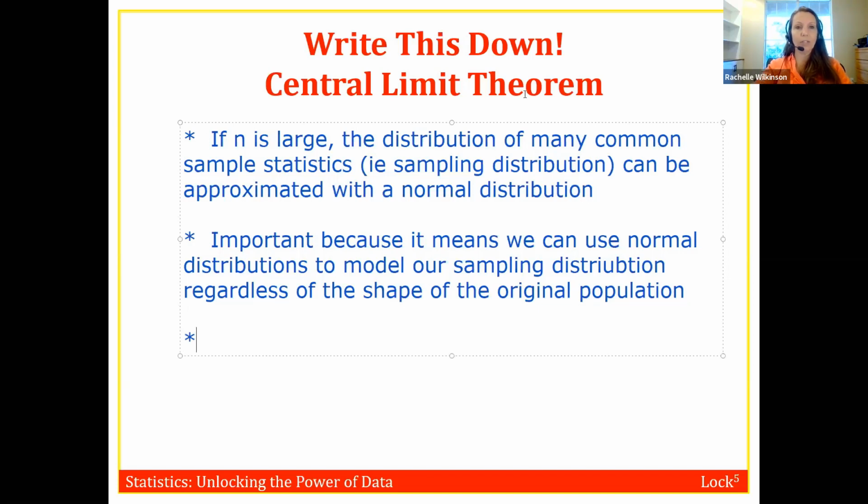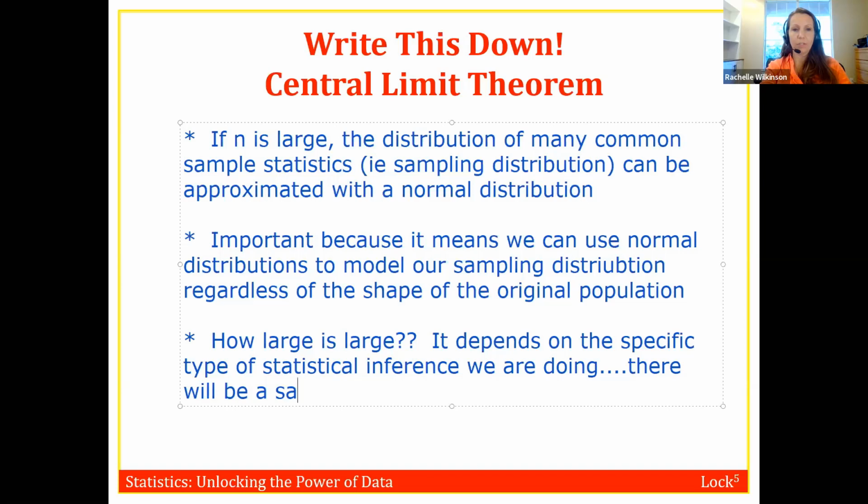All right, and one key question that you might be wondering, because everything says if n is large, is how large is large? Well, how large it needs to be depends on the type of analysis that you're doing. For every section in chapter 6 that we're going to cover, we're going to have a particular rule or condition for the central limit theorem to work, and for us to be able to use the normal distribution to approximate the sampling distribution. So how large is large? It depends on the specific type of statistical inference we're doing, and there will be a separate sample size requirement for each type.